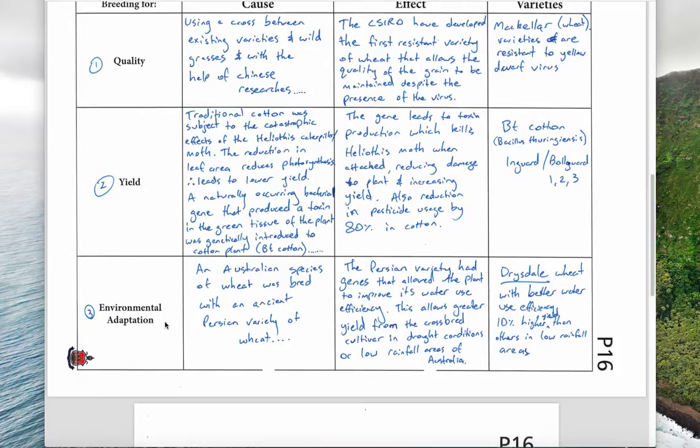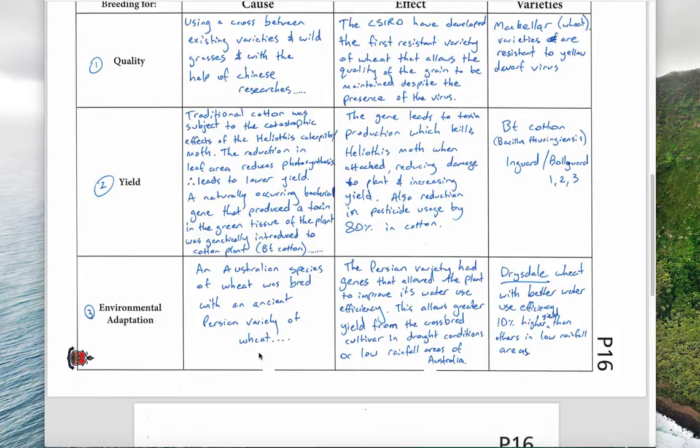For environmental adaptation, we have Drysdale wheat, which is another example, and it's an Australian species of wheat, and it was crossed with an ancient Persian variety of wheat. Now when you think about the Persian region historically, I'm guessing you think about a hot and dry kind of climate, and so obviously the varieties of wheat that would have grown in that area would be well adapted to having a limited amount of water and probably hot and dry conditions as well.